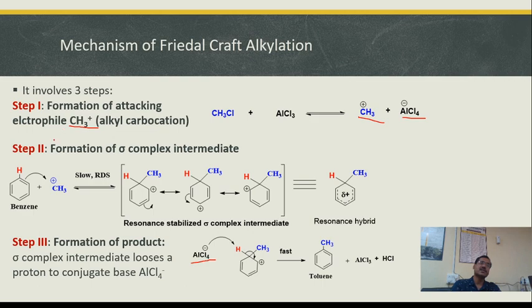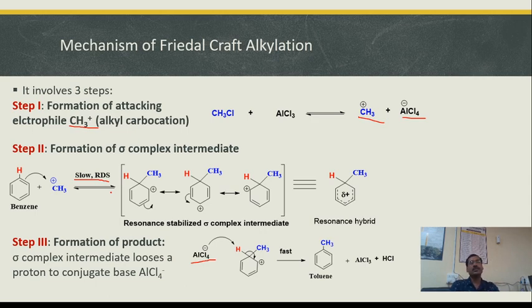So the benzene ring will exert a nucleophilic attack resulting in the formation of a sigma complex intermediate. I forgot to tell you that this is a slow and rate determining step. In organic chemistry, any step which is slow is called the rate determining step because you can determine the rate of the reaction from the slow step only. And I have shown it by a reversible arrow. So make sure that you mention that it is a slow and rate determining step and make sure that you are using a reversible arrow.